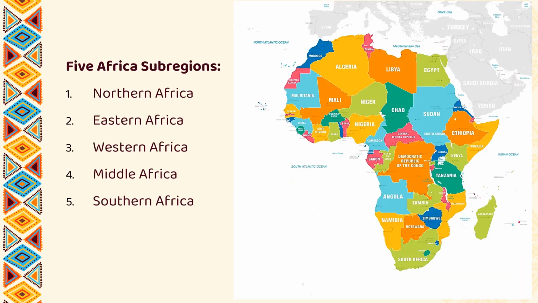In Africa, there are five subregions, including Northern, Eastern, Western, Middle, and Southern Africa. Eastern Africa contains more than 450 million people, and there are 18 different countries in that subregion. Whereas Southern Africa has only about 68 million people in five countries, making it the least populous of all African subregions.